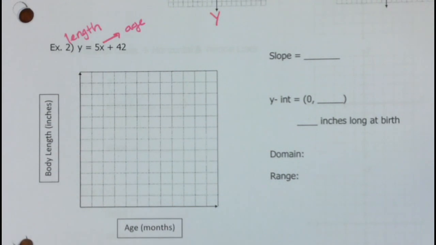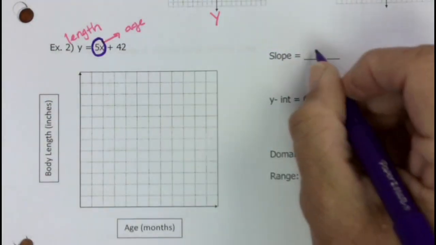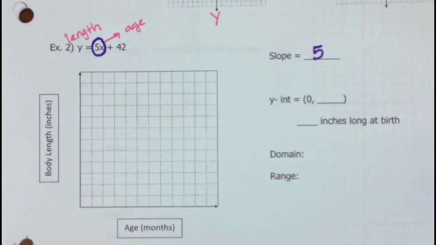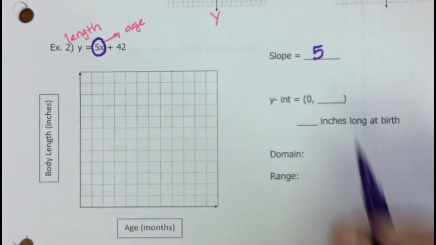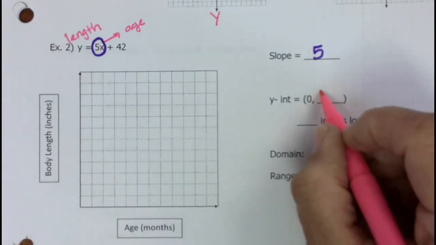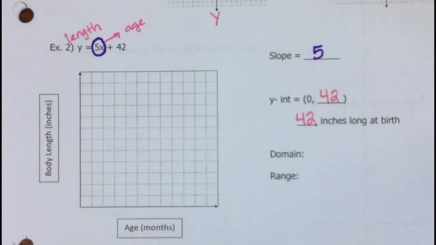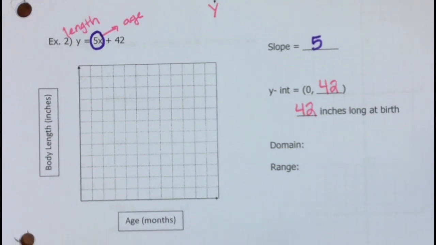Okay? And then they want us to identify the slope. So just as we were doing, the slope is still the number in front of x, or 5. It's positive, so it should be going up. So 5 over 1, or 5. The y-intercept is 42, which means it starts at 42 inches. It's 42 inches long at birth. So at year 0 or month 0, it is already 42 inches long.